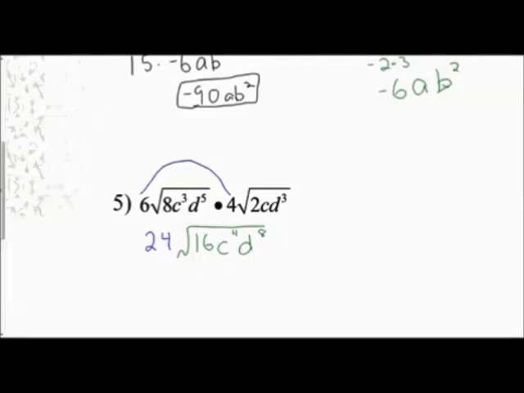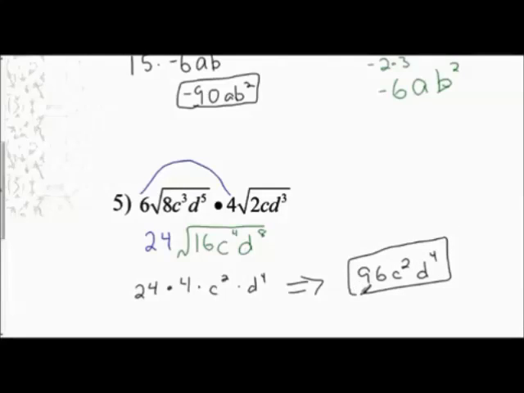And then you just simplify from it. Imagine the square root being split across each one separately. Well, the square root of 16 is exactly 4. The square root of c to the 4th is c squared. The square root of d to the 8th is d to the 4th. And piece it all back together. 24 and 4 is 96. So I get 96 c squared d to the fourth as my final simplified expression.